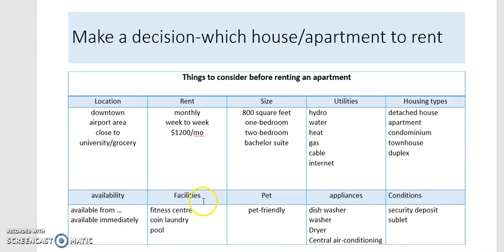Facilities. Some of the apartment buildings provide facilities such as fitness center, coin laundry, or pool. Pet. Pet friendly means you are able to raise your cat or dog or other pet in the building. Sometimes you may find no pet allowed in the house. So here, pet.